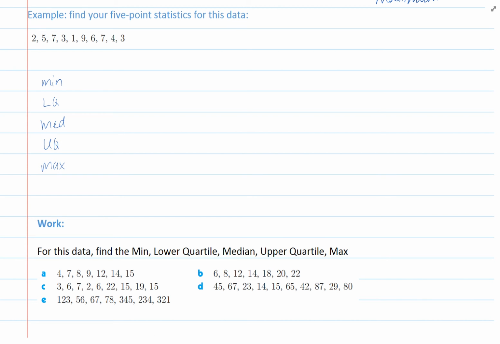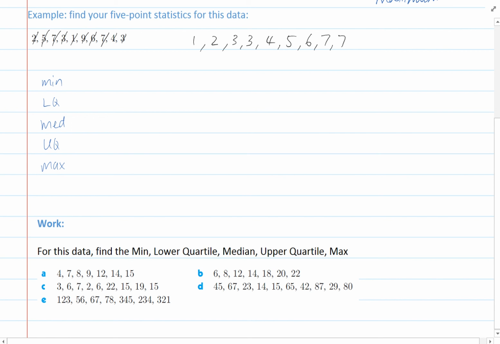Okay, so for our minimum value, let's put this in order first of all. So 1's our lowest, then we've got 2, then 3, 3, then we've got 4, and 5, 6, 7, and then 9, sorry, we've got 2 7's, and then 9 is our largest value. Okay, so that's our data in order, so that makes it really easy to find our minimum, which is 1, and our maximum, which is 9.